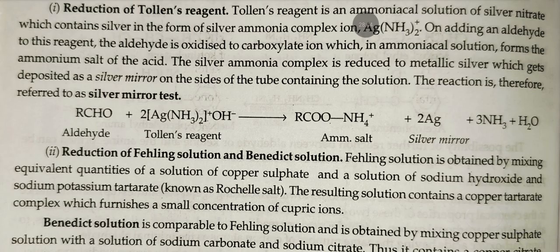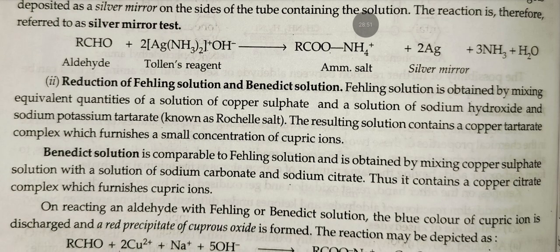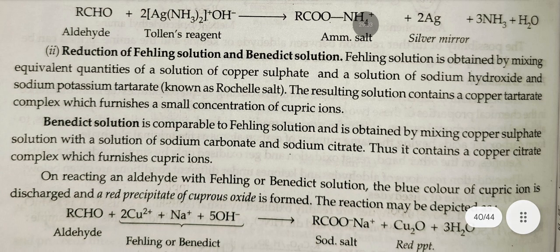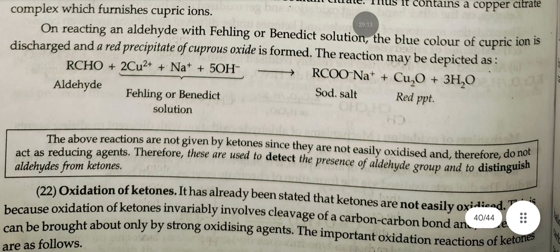This reaction is therefore referred to as the silver mirror test. Reduction of Fehling solution and Benedict solution. Fehling solution is obtained by mixing equivalent quantities of a solution of copper sulfate and a solution of sodium hydroxide and sodium potassium tartrate, known as Rochelle salt. The resulting solution contains a copper tartrate complex which furnishes a small concentration of cupric ions.